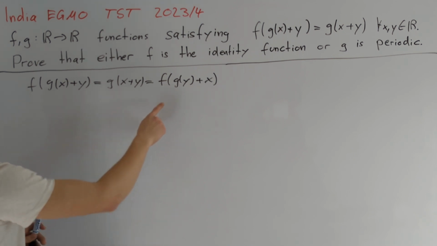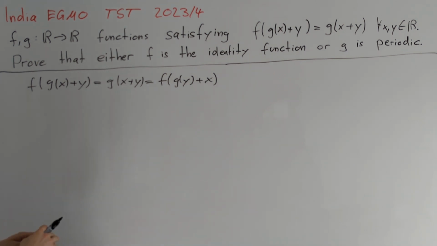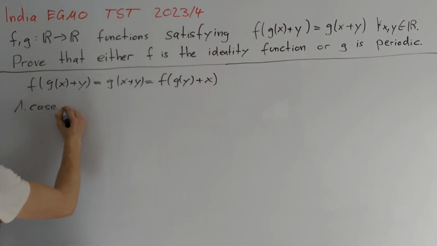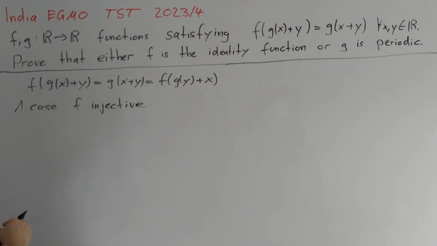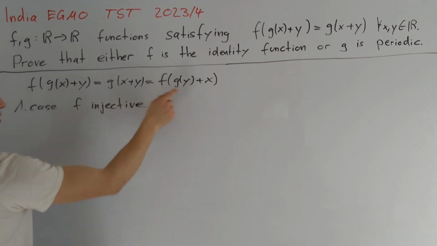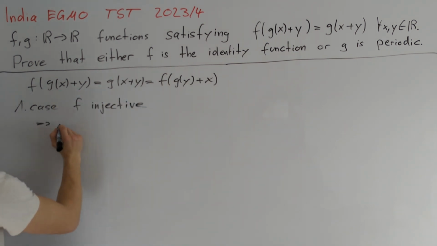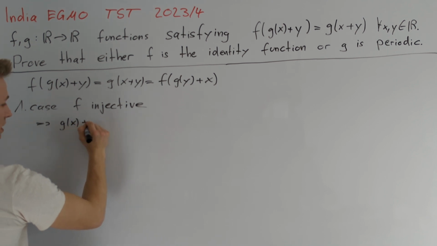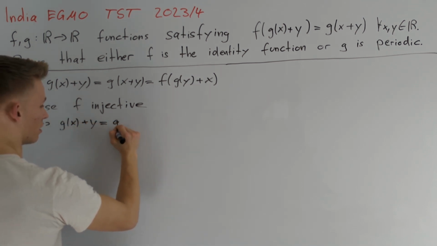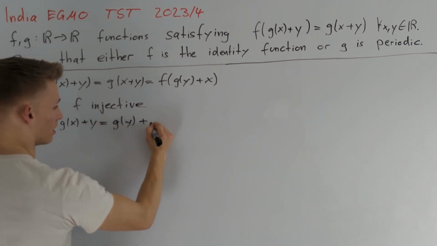It would be nice if our function f is injective, because then we can directly follow from this equation that the two arguments are equal. Therefore, we want to consider at first the case that f is injective. As I said, this now tells us that the two arguments are equal, so we conclude that g of x plus y is equal to g of y plus x.